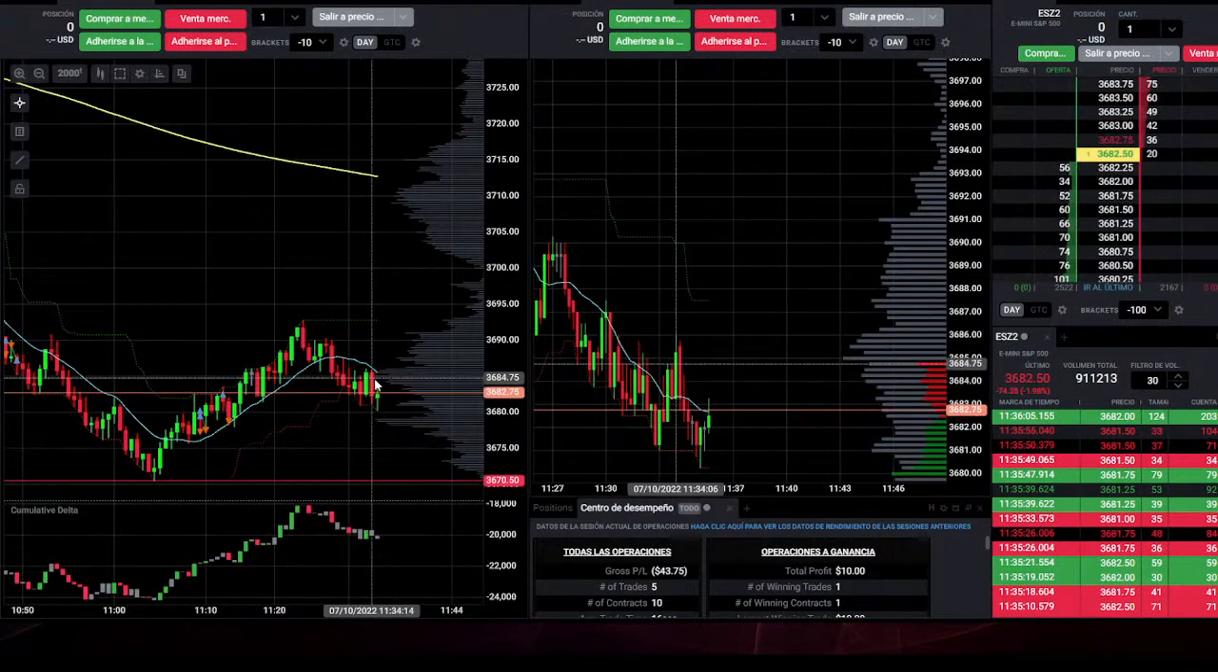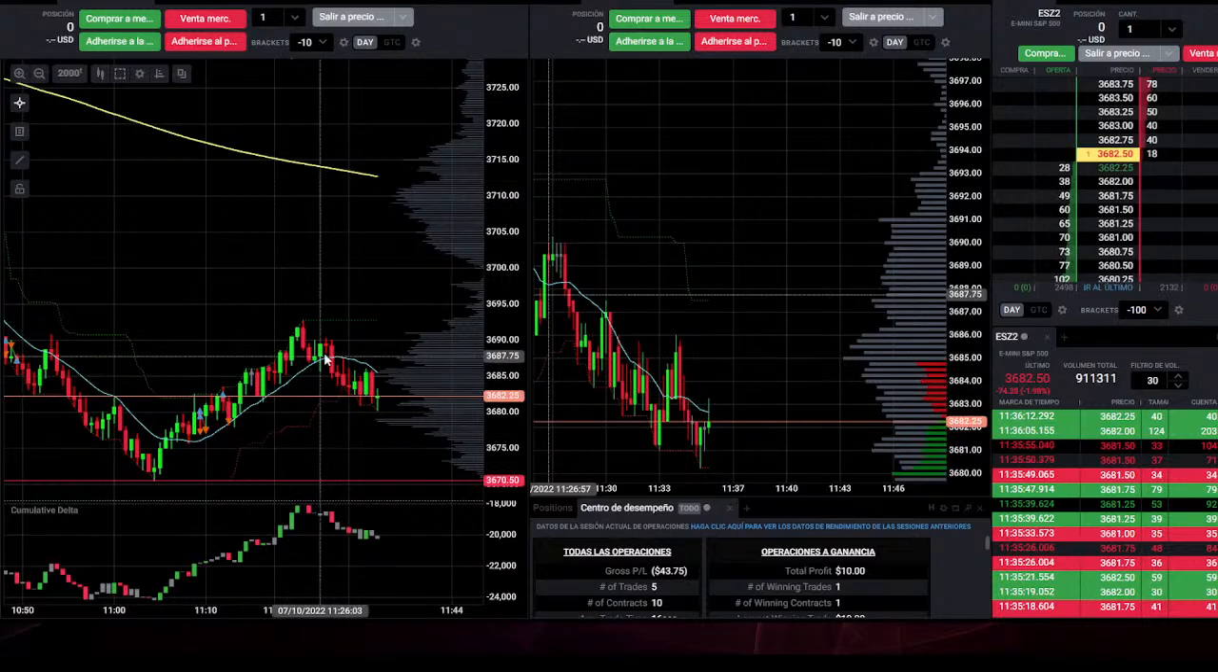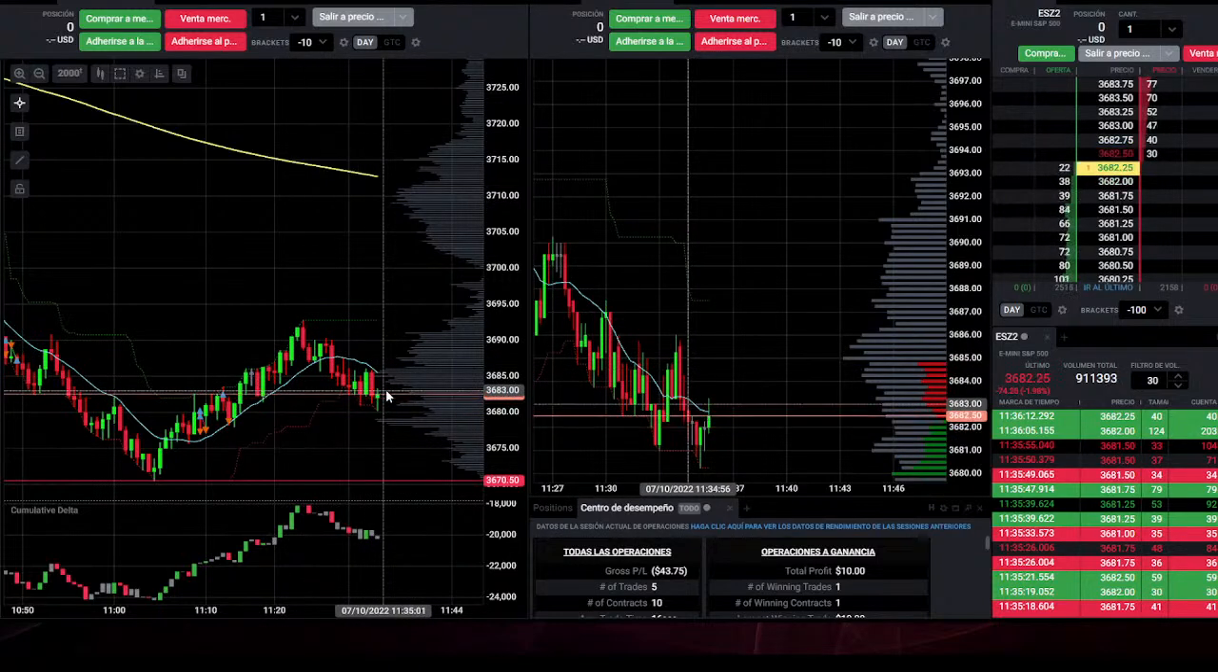And here it's kind of choppy. The moving average is curling downward. Okay.